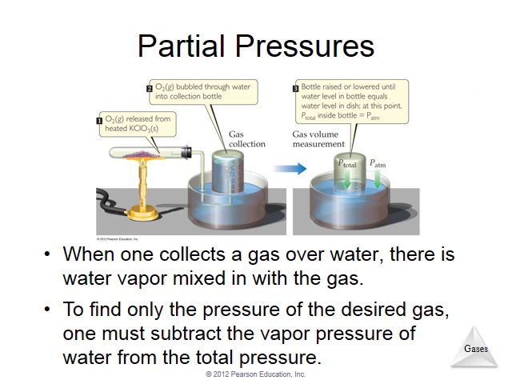Now, in these experiments, you can see that gas is collected over water. What that means is water vapor is also mixed in the gas phase. So in order to know the pressure of a gas, you must subtract the vapor pressure of water from the total pressure. And that's how one gets the pressure due to the gas itself in the mixture of gas pressure and water vapor pressure.